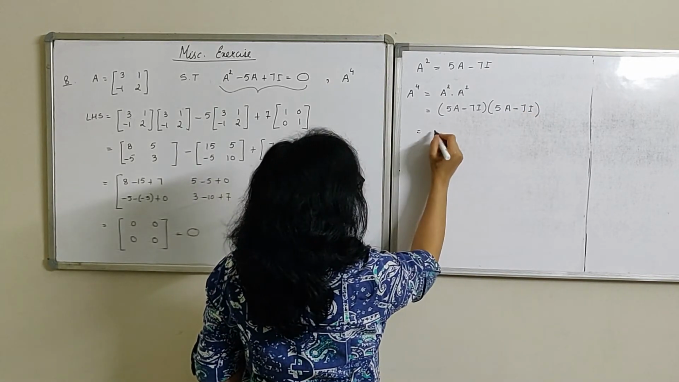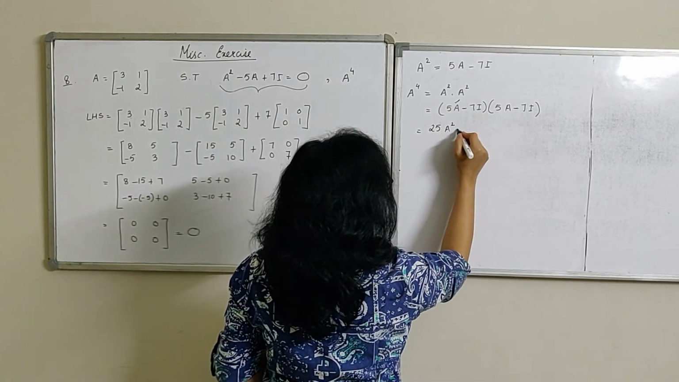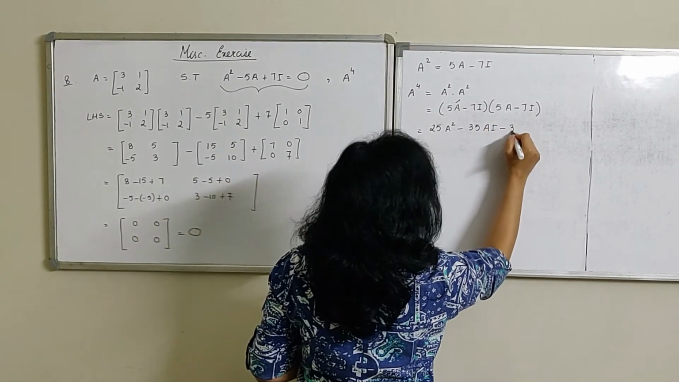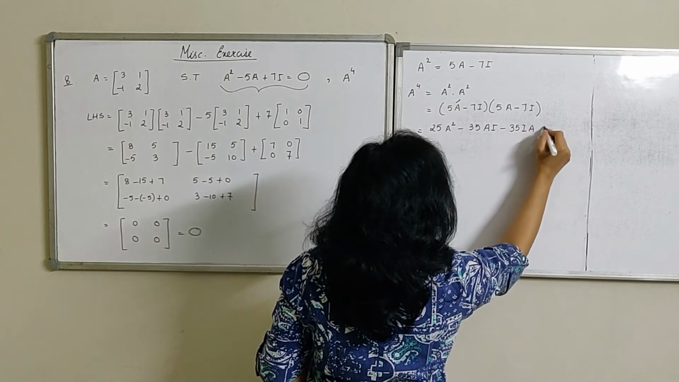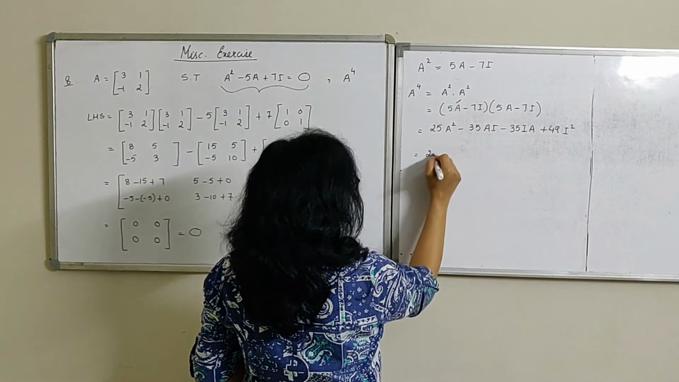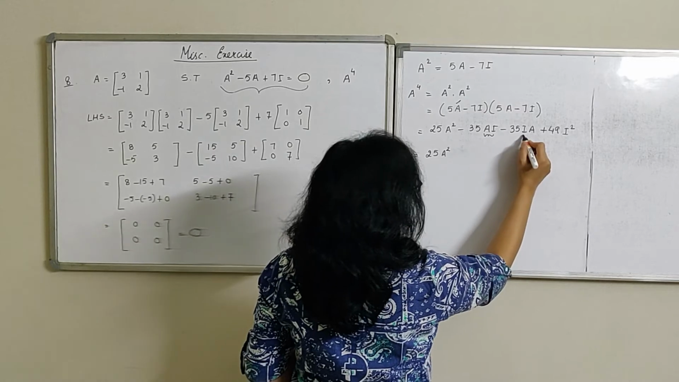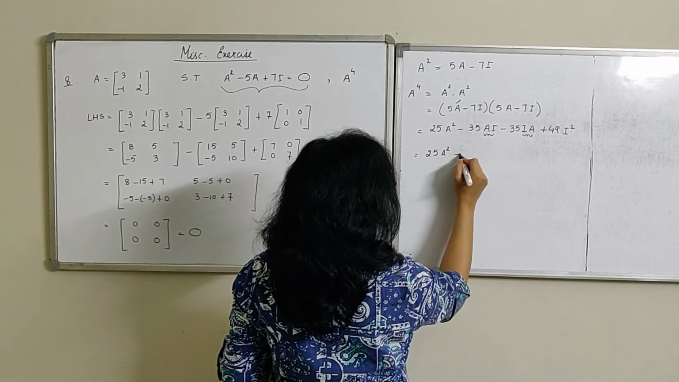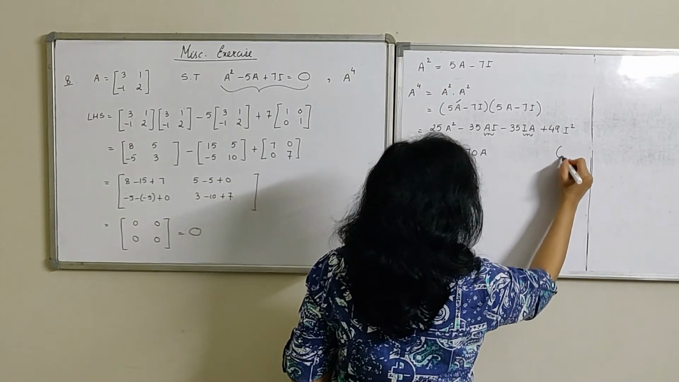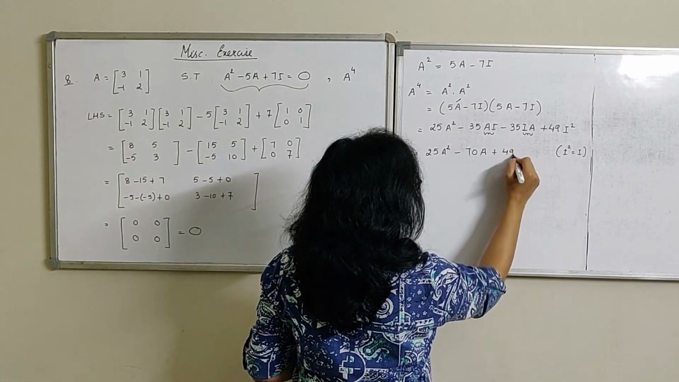Now performing this multiplication, we have 25A square, multiplying 5A with these two elements, we have minus 35AI. Then next we have minus 35IA plus 49I square. So 25A square, because we know A into I is A, I into A is also A, so simplifying these terms we get minus 70A, and I square is equal to I, so plus 49I.